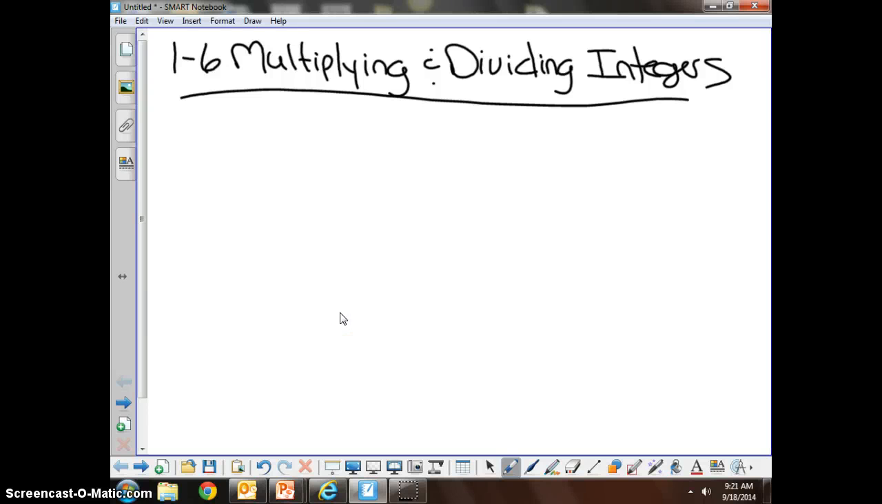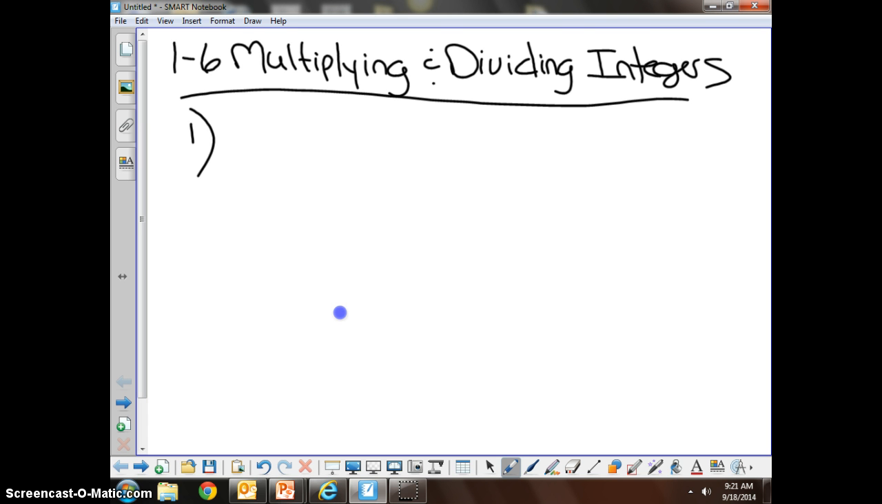Today our focus is on 1-6, Chapter 1, Lesson 6, Multiplying and Dividing Integers. We're going to start off with a little trick to help you remember if your answer should be a positive answer or a negative answer based upon what is in the problem as far as the operations are concerned.